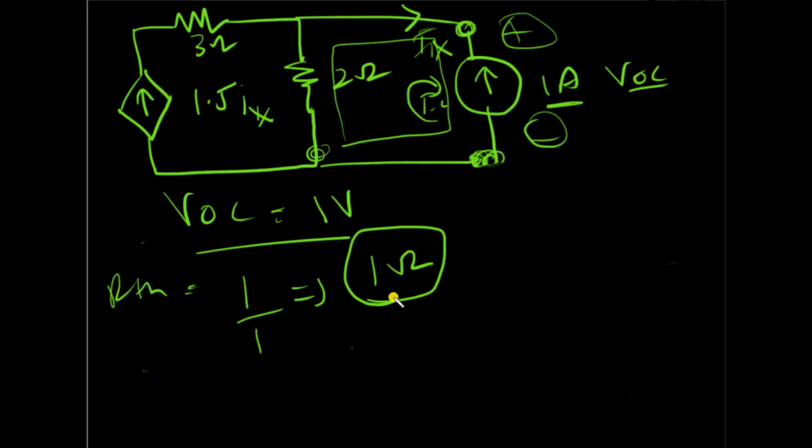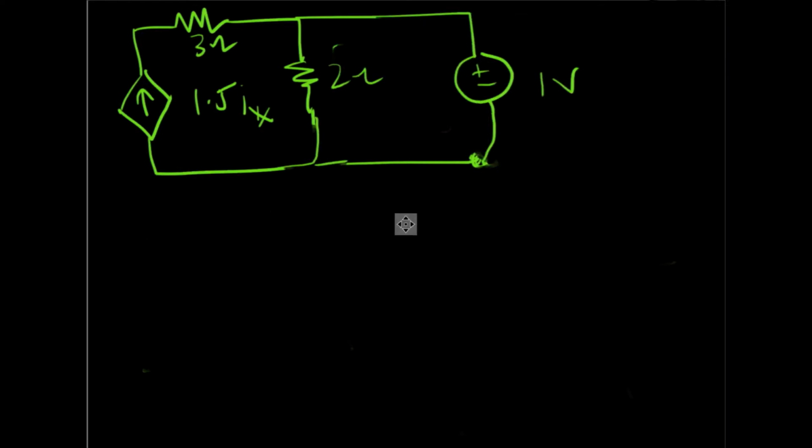This method would also work if I had used a 1 volt test source here. I'll just show that too. If I have a 1 volt source, I need to find the current flowing through it, and I'll call it ISC. Before, I had a current test source here instead of the voltage source, and I used the voltage across it. Now I'll do the opposite, use a voltage source, and show that it makes no difference. So let's apply mesh analysis.